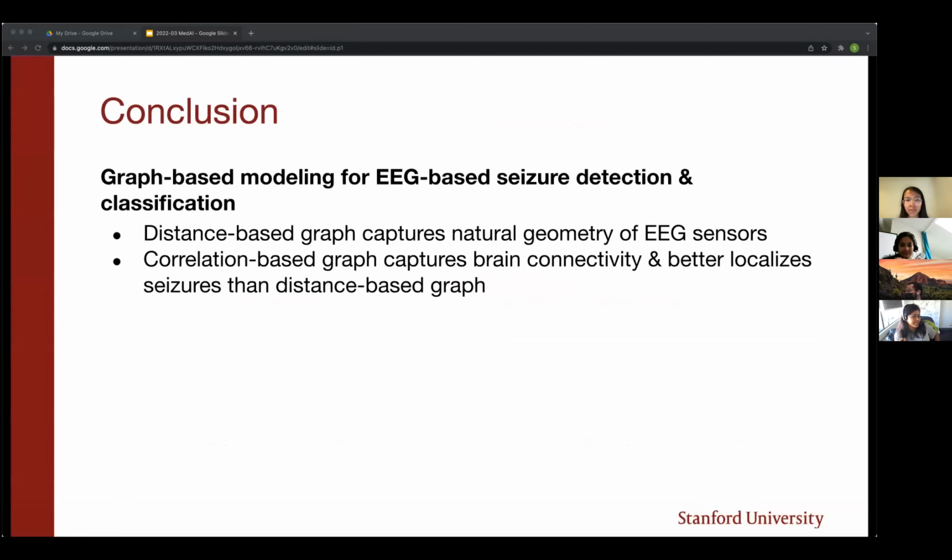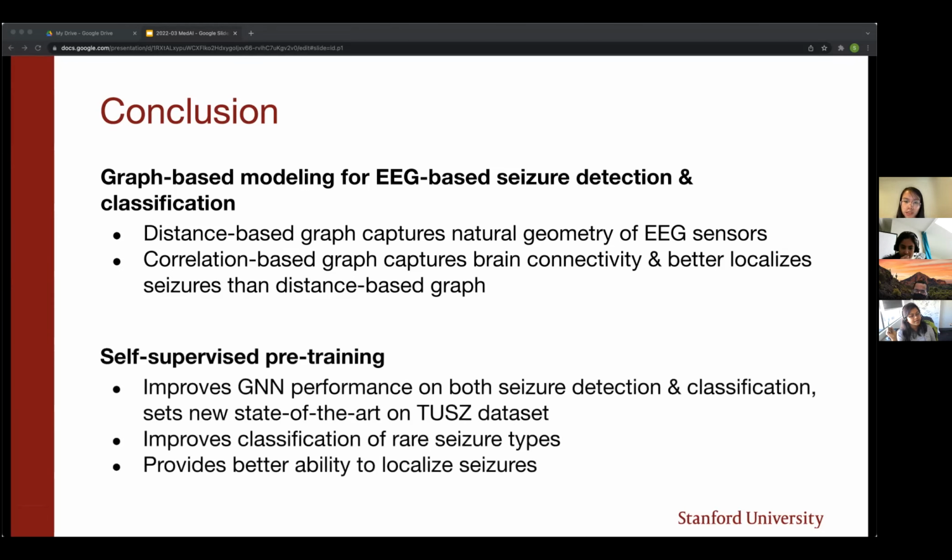So in conclusion, we propose a graph-based modeling approach for EEG-based seizure detection and classification. We developed two graph structures, distance-based and correlation-based graphs. The distance-based graph captures the natural geometry of EEG sensors, whereas the correlation-based graph captures the brain connectivity, and it actually better localizes seizures than the distance-based graph. We also propose a self-supervised pretraining strategy, which improves the GNN performance on both tasks. It sets a new state of the art on the public data set, improves the classification of rare seizure types, and provides better ability to localize seizures.